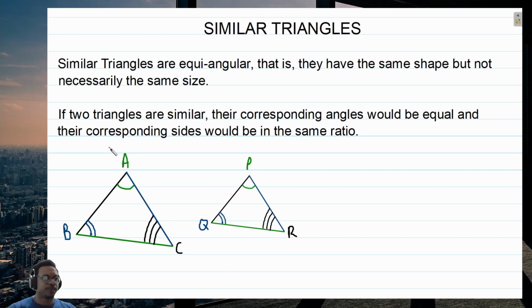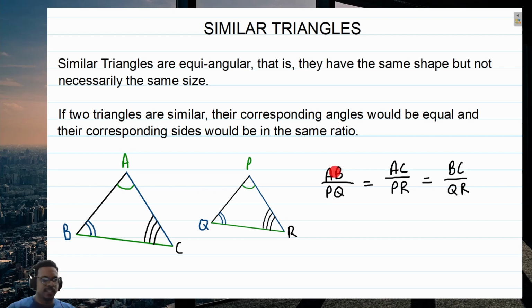Now we're going to look at this property where the corresponding sides would be in the same ratio. If we look at these two triangles, the side AB corresponds to the side PQ, the side AC corresponds to the side PR, and the side BC corresponds to the side QR. So if I divide the length of AB by the length of PQ, it must be equal to the length of AC divided by the length of PR, which must be equal to the length of BC divided by QR.